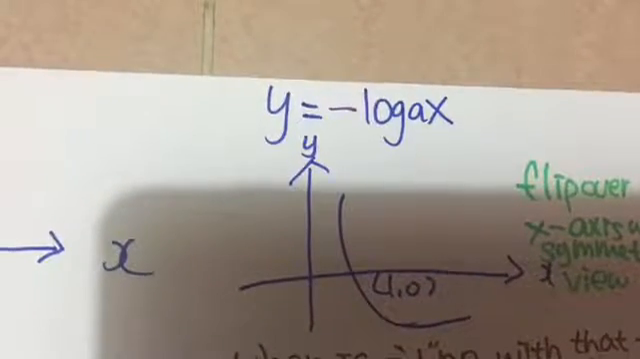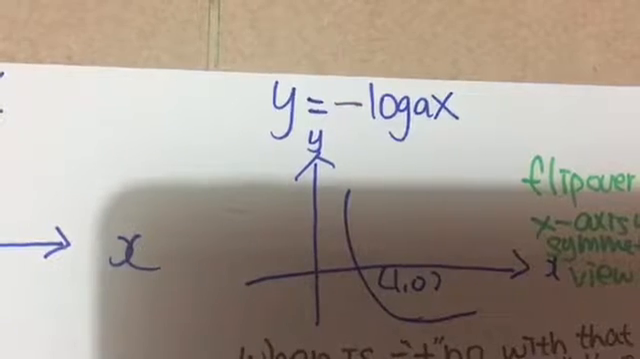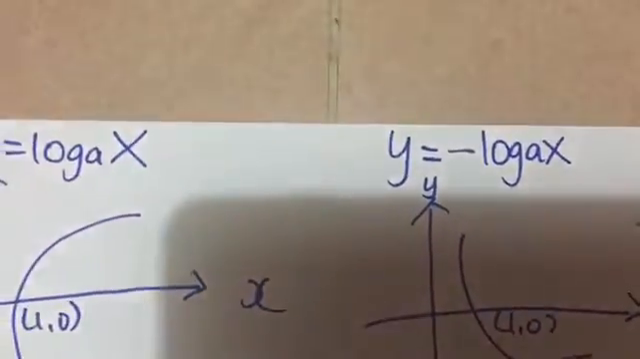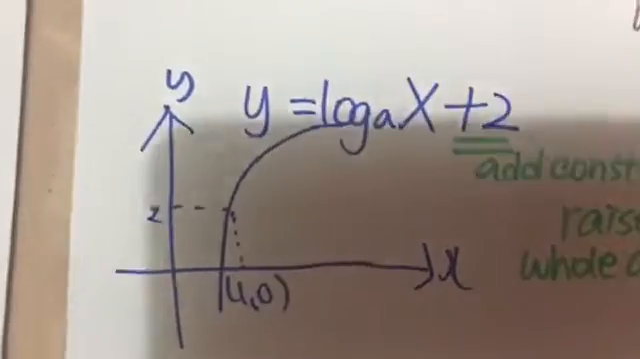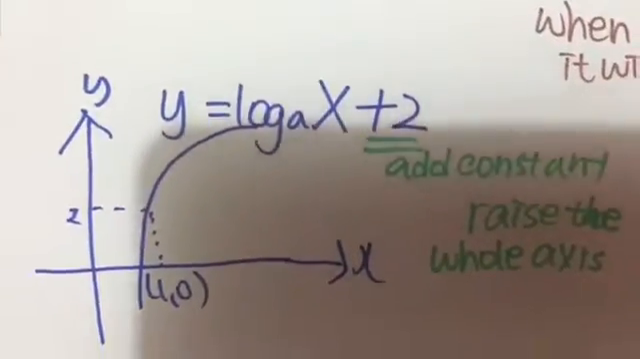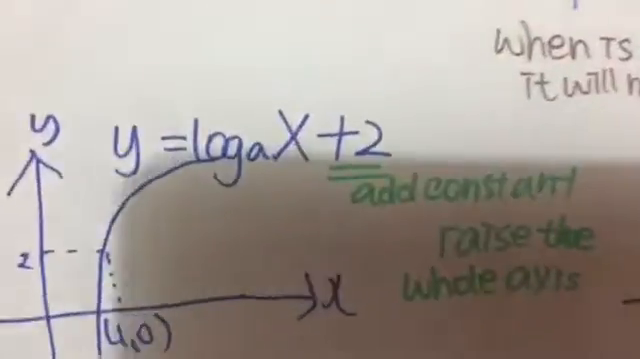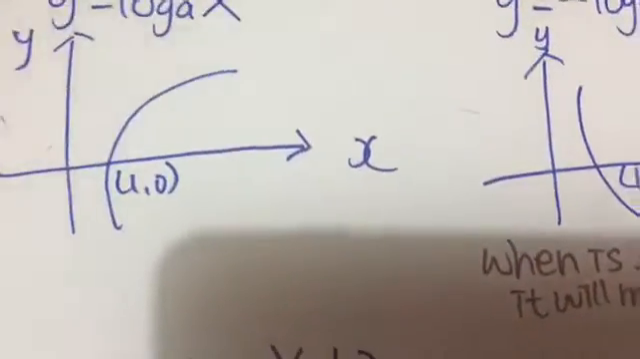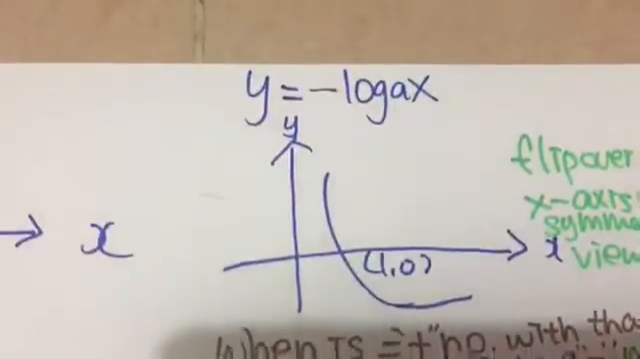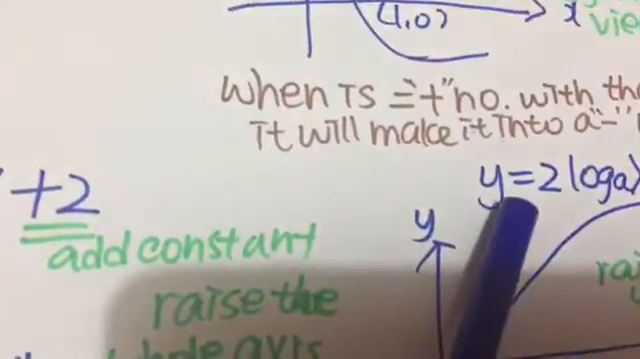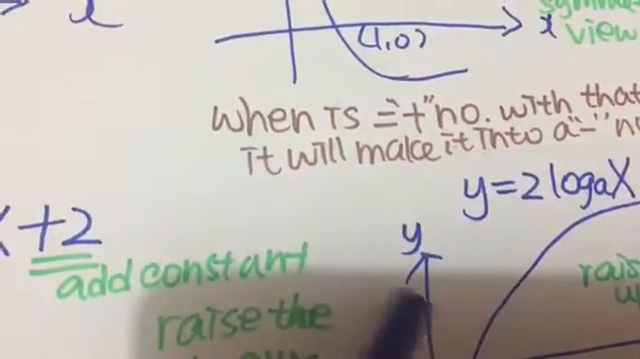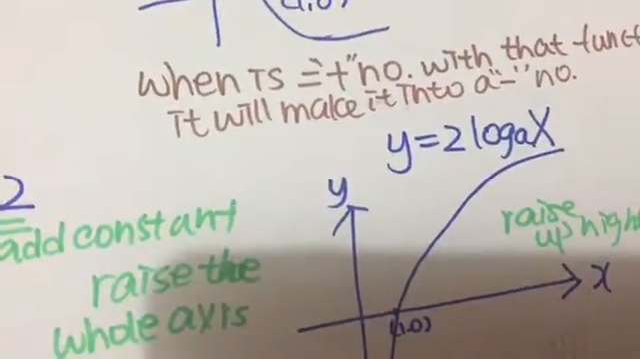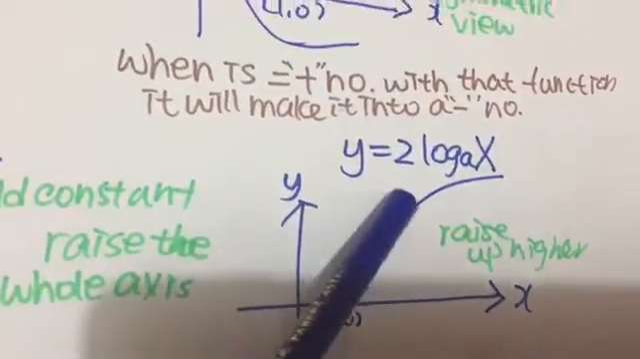When the logarithmic function gives a positive number, with the negative sign it will become a negative number, so it will flip over. Let's look at the third situation. That is, if we add a constant to the equation, you just need to raise the whole graph compared to the first one. The fourth situation is that you multiply the function by 2, so y goes twice as far in both the positive and negative directions, then the graph will rise higher.